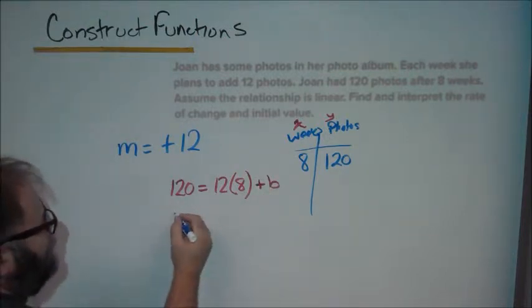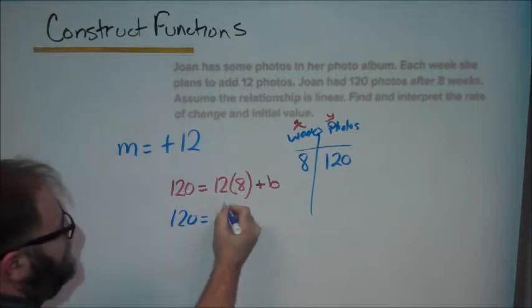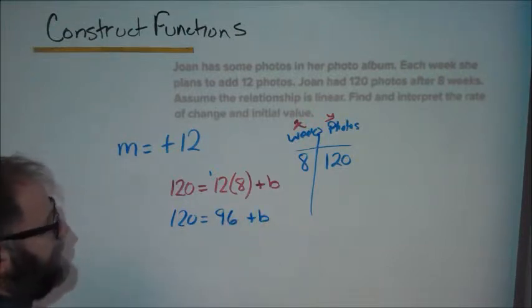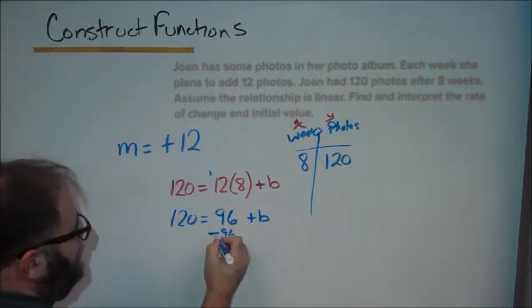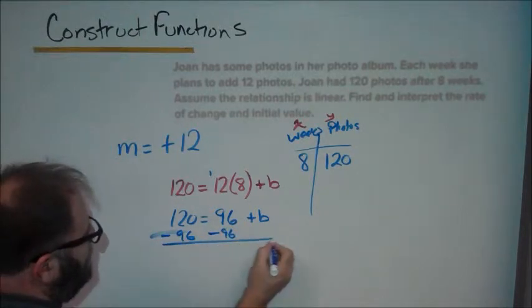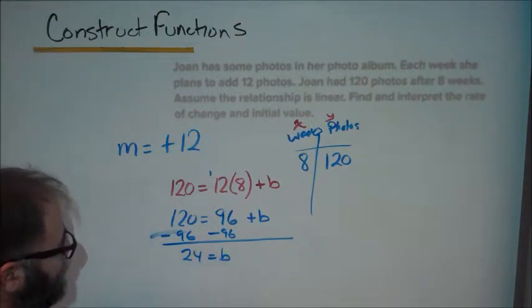8 times 12, so I got 120 equals 8 times 12. 8 times 2 is 16, carry the 1. 8 times 1 plus 1 is 96 plus B. So let's subtract 96. Subtract 96. And 24 equals B.